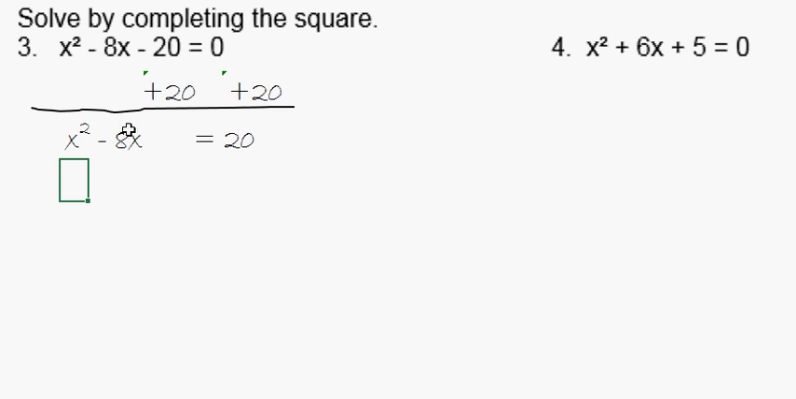Now I need to make a perfect square on the left side. To do that, I'm going to take half of this number, half of the b coefficient, and square it. Half of negative 8 is negative 4. Negative 4 squared is plus 16. And to compensate for that, I will add 16 to the other side.